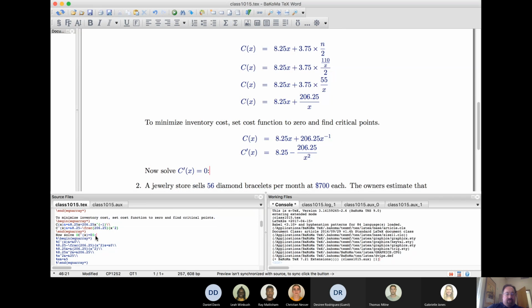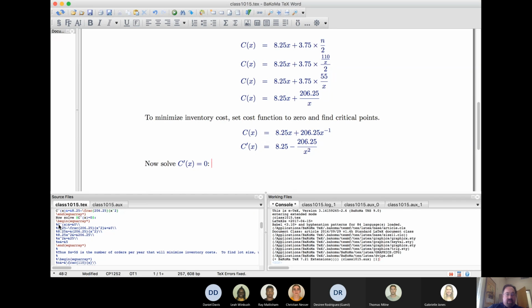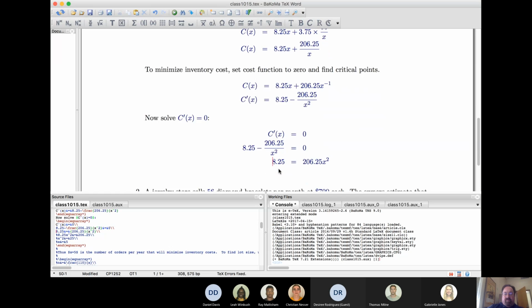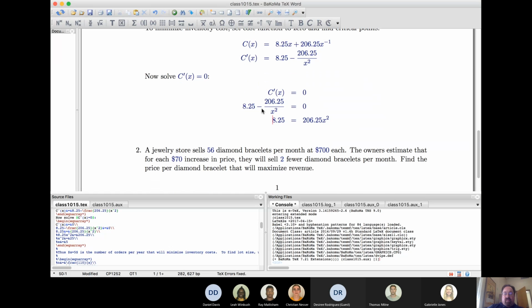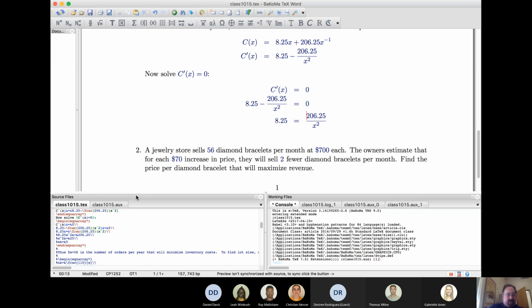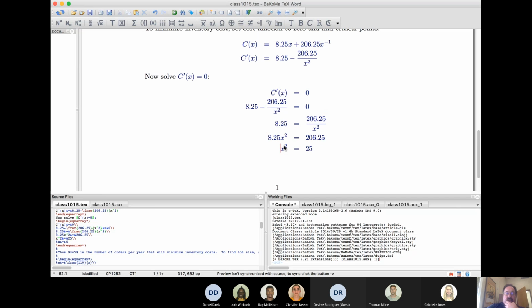We need to set the derivative equal to 0 and solve. All right, so now we go ahead and fill in the derivative, set it equal to 0. Oh, okay, there's a fraction command missing here. Okay, that's what we have here. And then I'm going to multiply both sides by x squared to move it over here. And then if we divide both sides by 8.25, that happens to work out nicely, as your calculator will tell you. And we get 25.